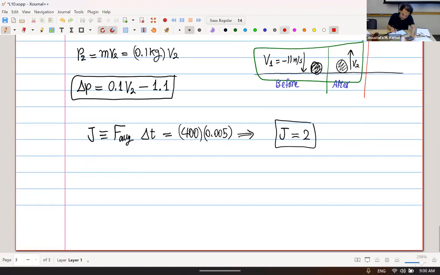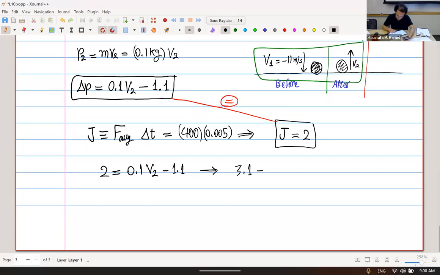And then the impulse momentum theorem states that these two quantities are equal. So we have 2 equals 0.1 V2 minus 1.1. And you can easily solve for that. This is 3.1 equals 0.1 V2, giving V2 equals 31 meters per second.